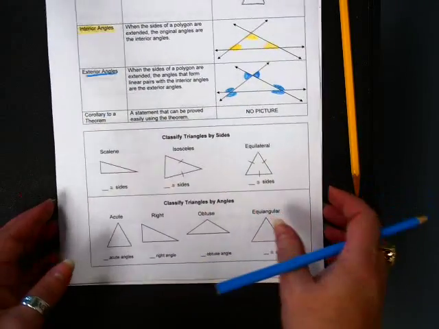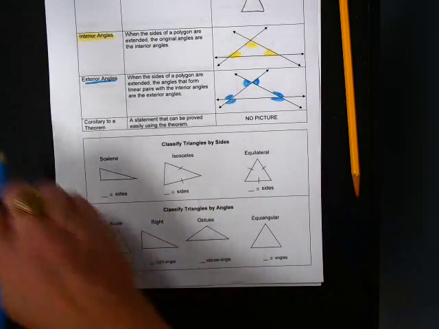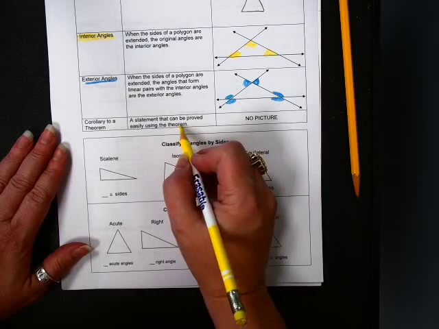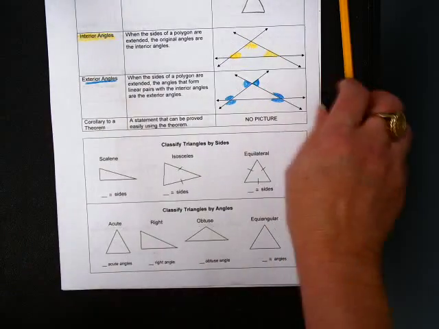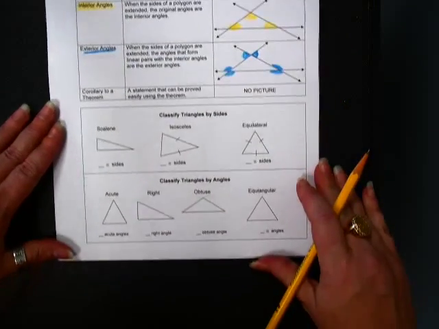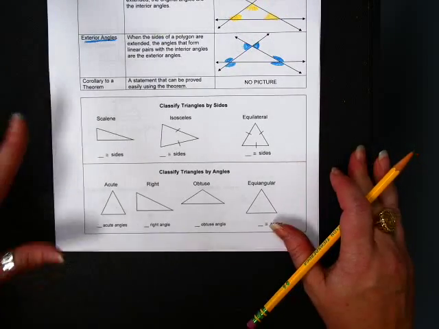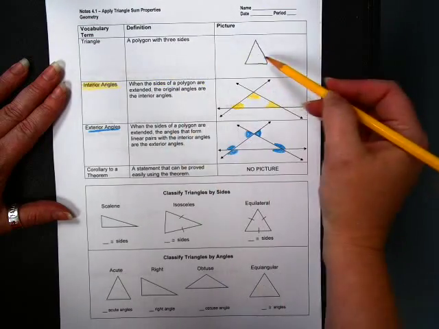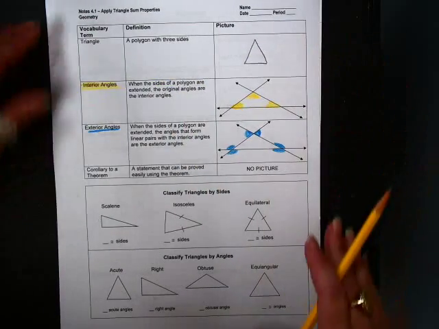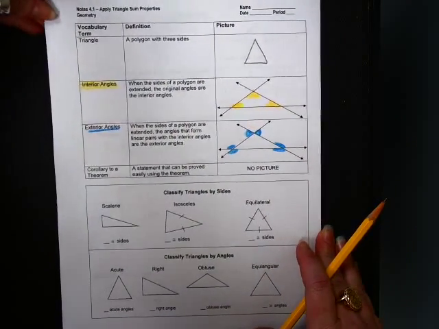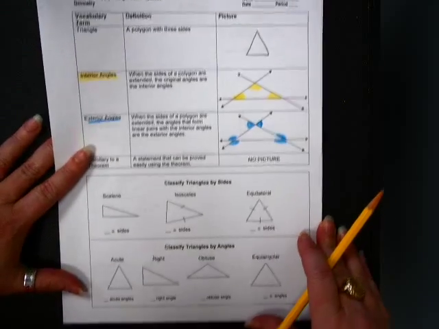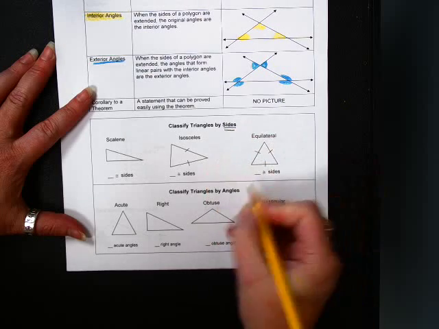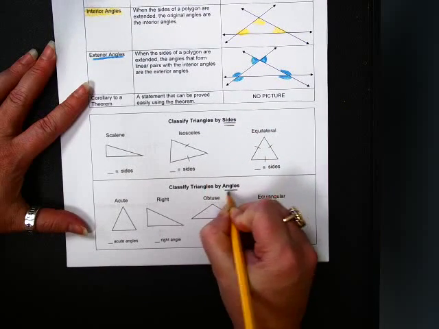A corollary to a theorem is a statement that we can prove using the original theorem that was mentioned. There's not a picture to draw for this one. Okay, so now let's continue our review. Like I said before, when we draw a triangle, there are several different ways to draw a triangle. Well, there's several different ways to classify a triangle. We can classify a triangle by sides, or we can classify triangles by angles.